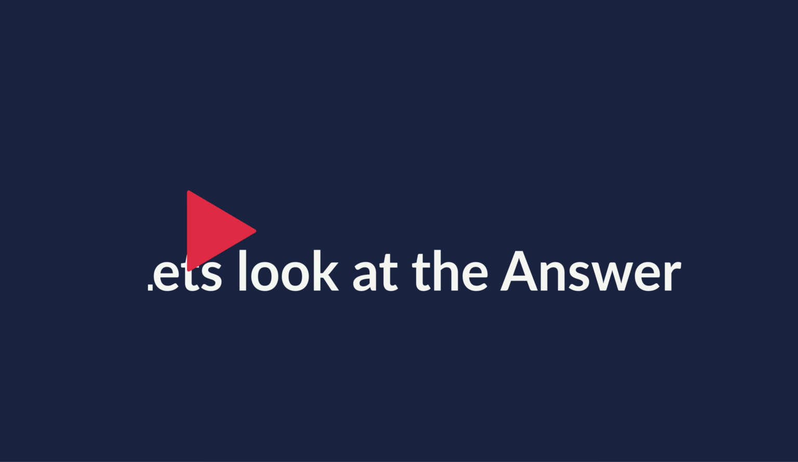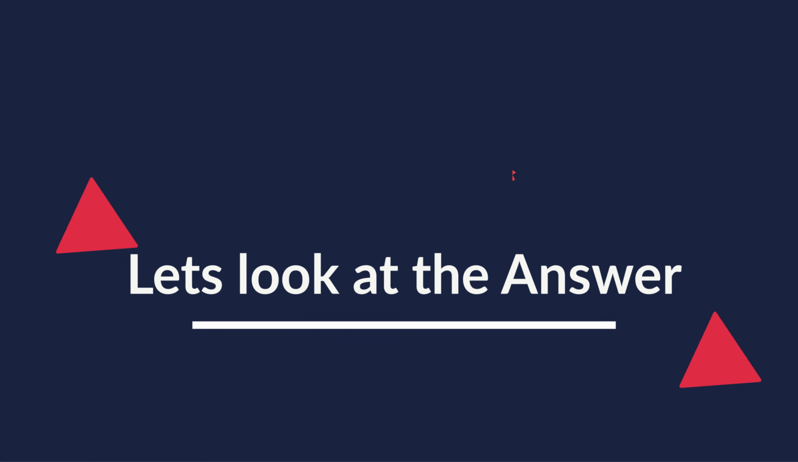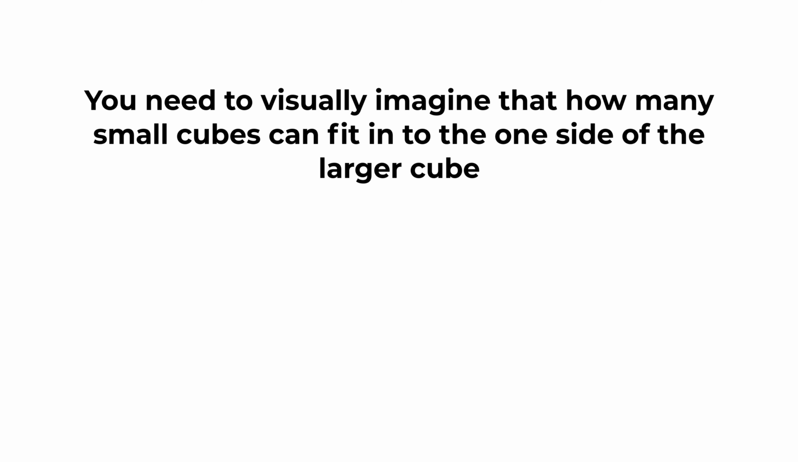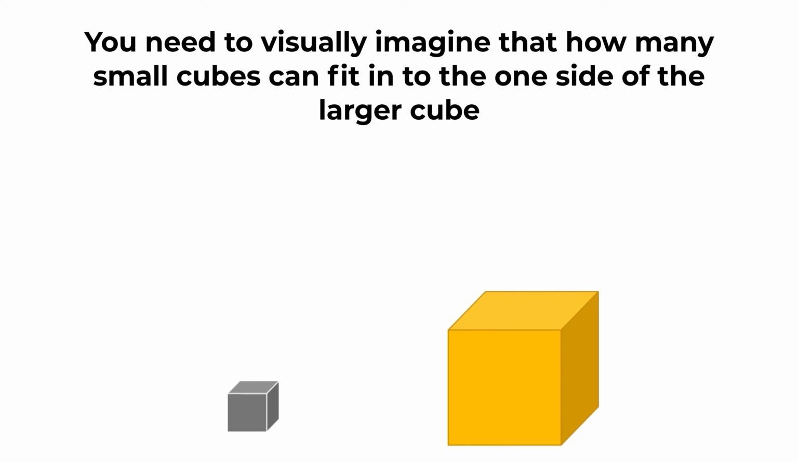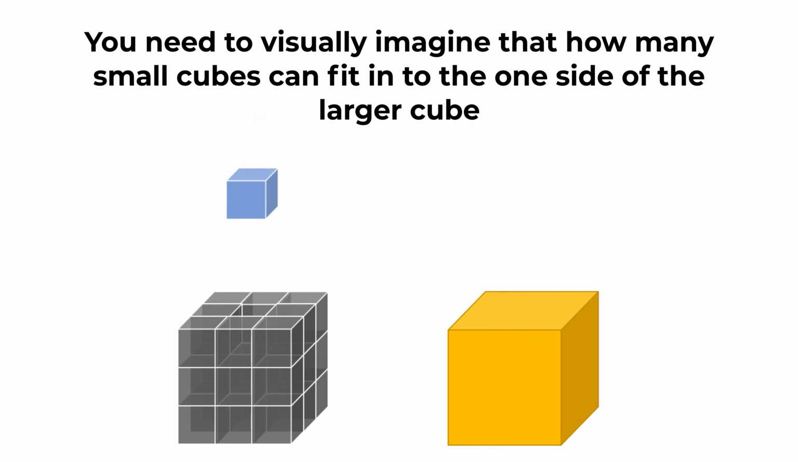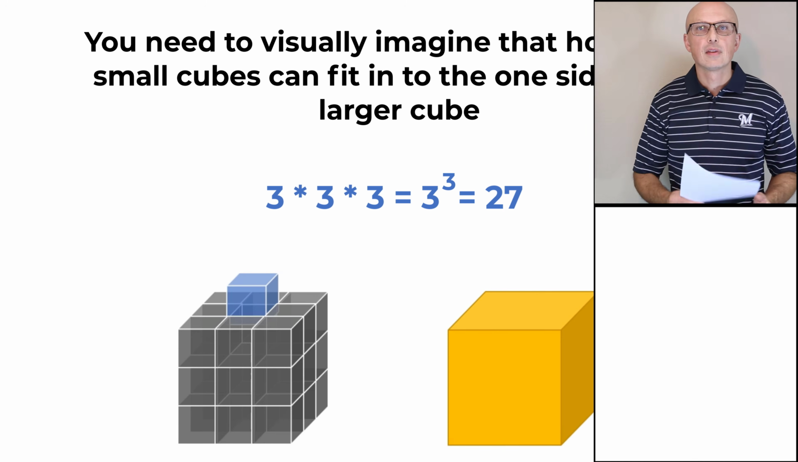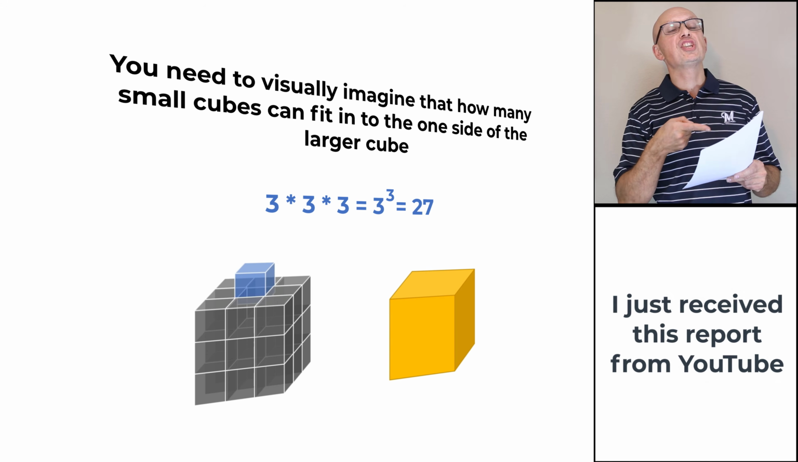To solve this challenge, you need to visually imagine how many small cubes can fit into one side of the larger cube. And the answer is that 3 small cubes can fit on each side of the large cube. And since a cube is 3-dimensional, the number of small cubes that can fit into the large cube can be calculated using the formula 3 multiplied by 3 multiplied by 3, which is equal 3 cubed. That's where the word cube might be coming from, which equals 27.